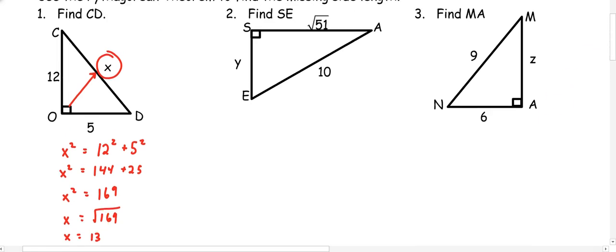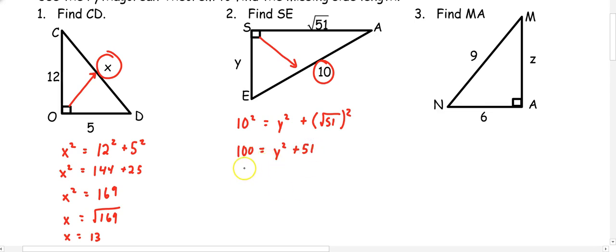In number 2, we have 10 as the hypotenuse because it's across from the right angle again. So we're going to have 10 squared equals y squared plus the square root of 51 squared. Now, the square root and the squared are opposites, so they cancel each other out, and we're left with 100 equals y squared plus 51. So I'm going to subtract 51 from both sides. 49 equals y squared. Take the square root, and we get that y is equal to 7.